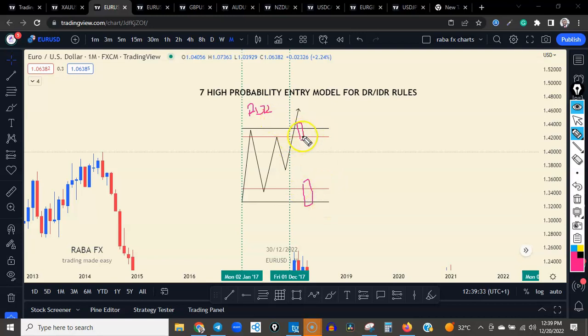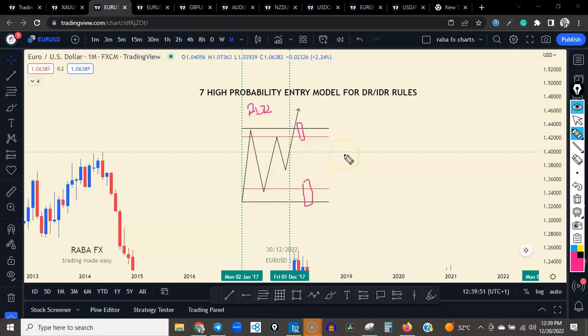If market closes above this red line, it is an early indication that you should be looking for ways to buy this market. Vice versa for the below part, it should be worth selling.